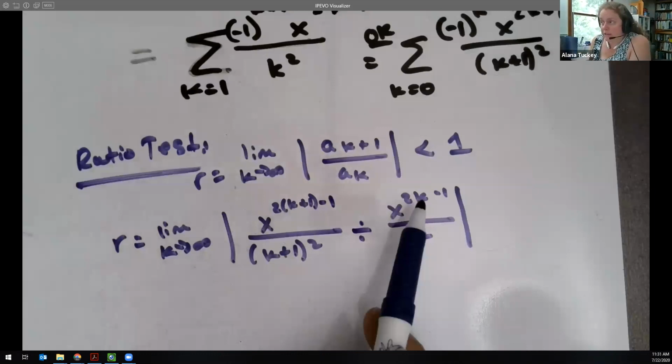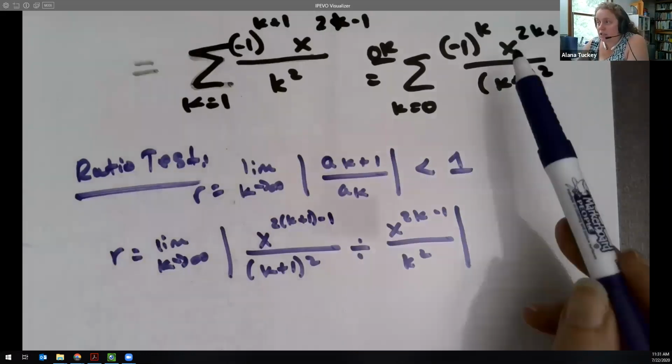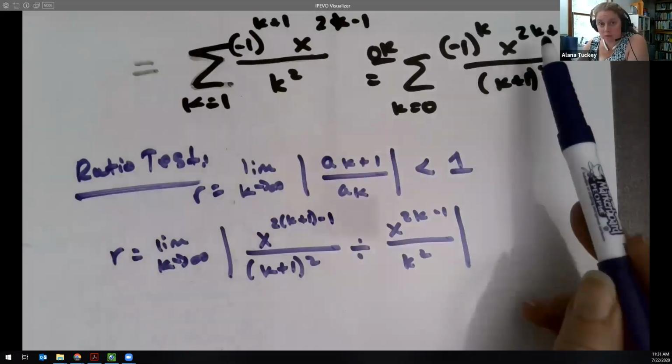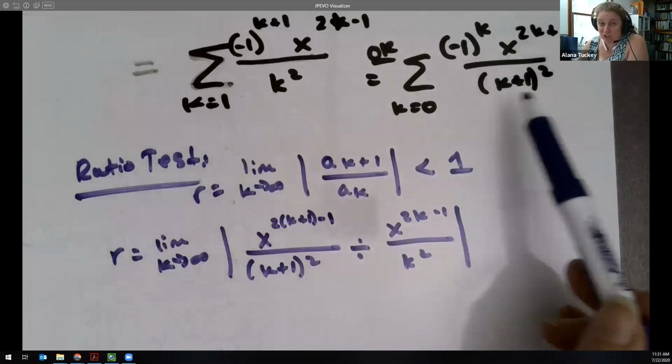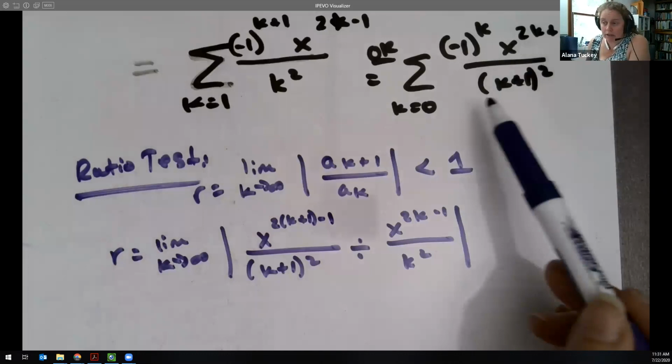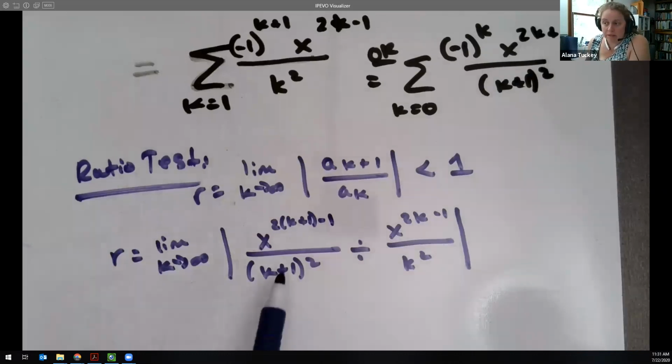Now for Ben's, if anybody wanted to do Ben's, it'd be x to the 2 times k plus 1 plus 1, and then k plus 1 plus 1 squared. So you'd end up with k plus 2 over there instead of k plus 1. Basically what's going to happen is these guys will be a little bit higher, and then this will be k plus 1.